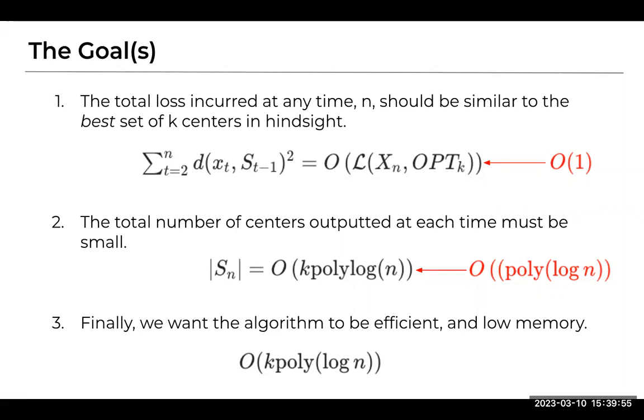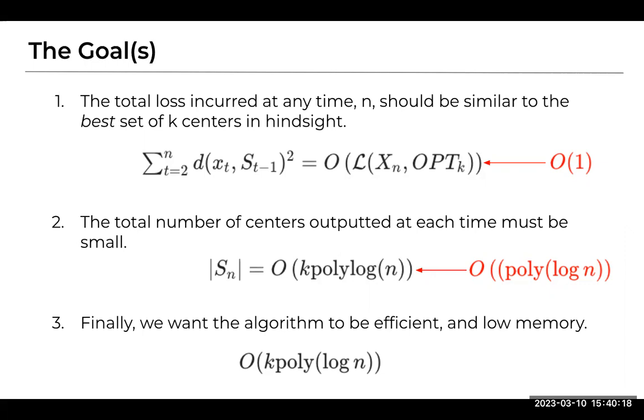But finally, we really want the algorithm to be quick. So we're going to require k polylog n runtime and memory. And the reason you want the memory to be polylog n as opposed to n is if you allow yourself O of n memory, you could essentially memorize all of your points, which doesn't feel online anymore, kind of feels like cheating. So we want to look at algorithms that really improve on that.